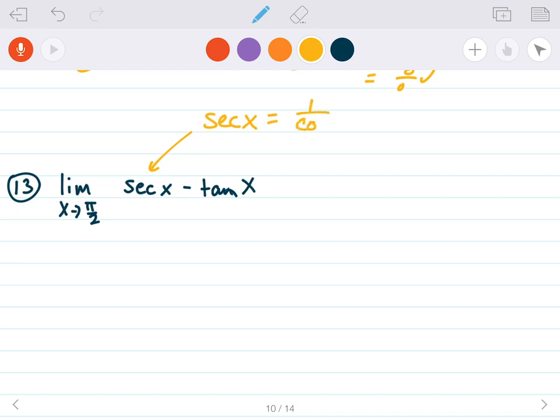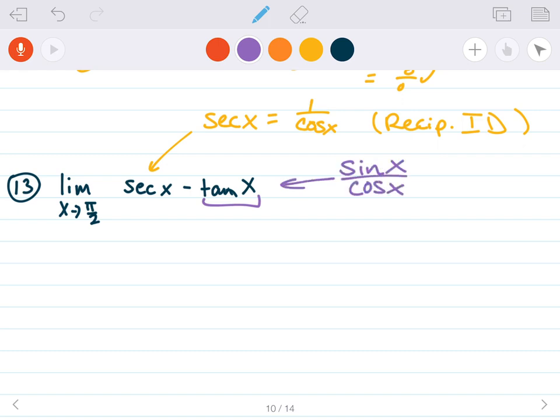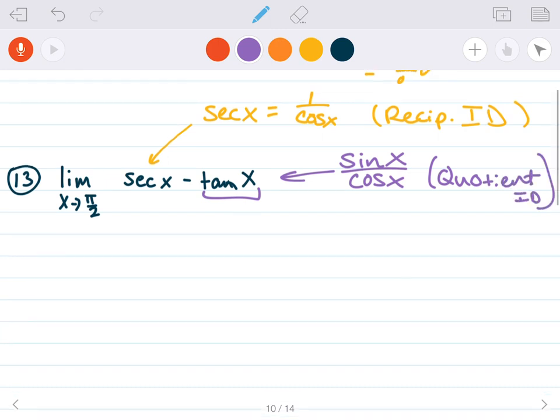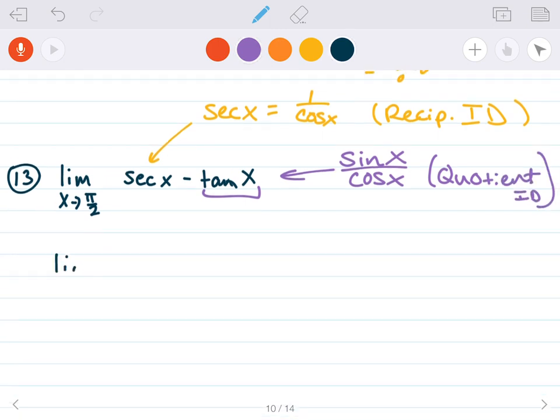Secant of x is 1 over cosine of x. This is a reciprocal identity. And then the tangent of x, if you remember, is sine of x over cosine of x. And this is a quotient identity. All right, so that's what I'm going to do to see if we can work a denominator in here. So instead of secant, I'm putting 1 over cosine of x. That's good, a denominator. Minus, instead of tan, I'm writing sine over cosine.